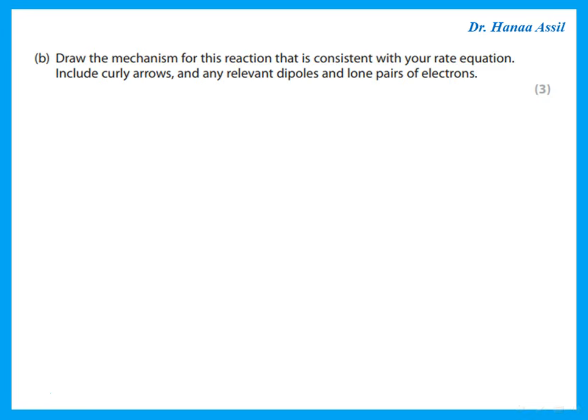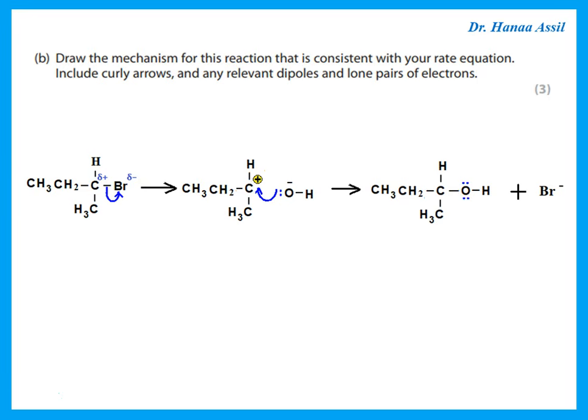Draw the mechanism for this reaction that is consistent with your rate equation. So looking at the rate equation, we said that the rate depends only on the concentration of the alkyl halide, and that means we're talking about an SN1 mechanism. So we remove the Br. Remember the dipoles. Carbon is slightly positive, the bromine is slightly negative, so the electrons in the bond go to the bromine. That forms a carbocation that is attacked by the hydroxide ions, and we end up with the alcohol and the bromide ion.